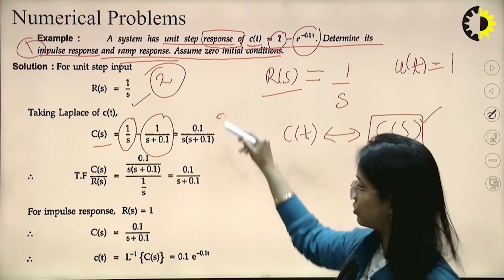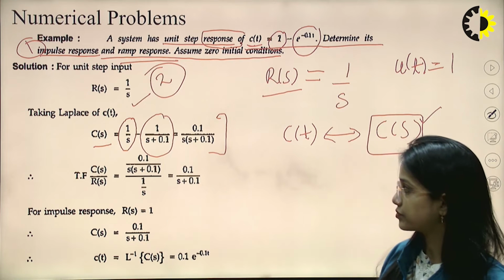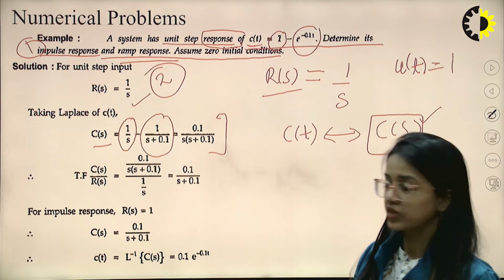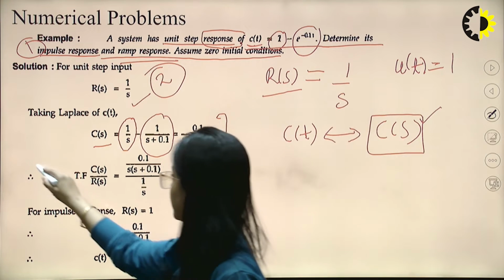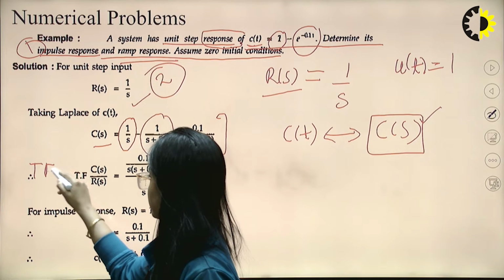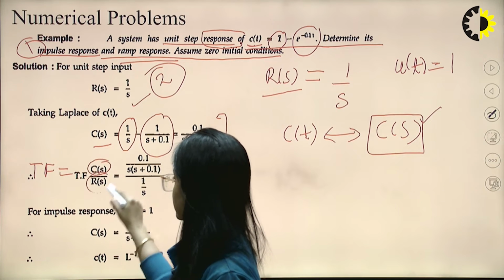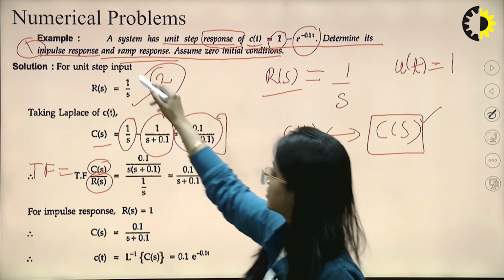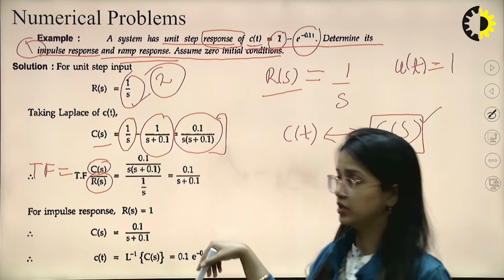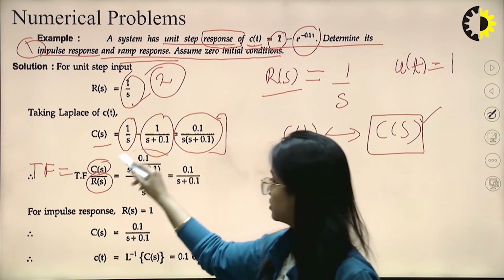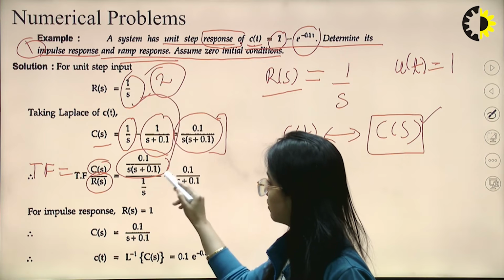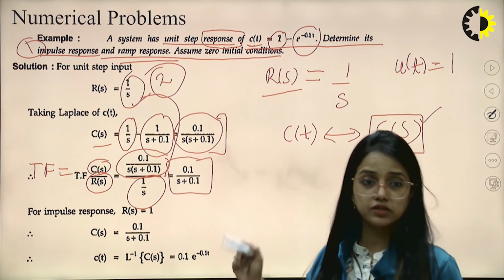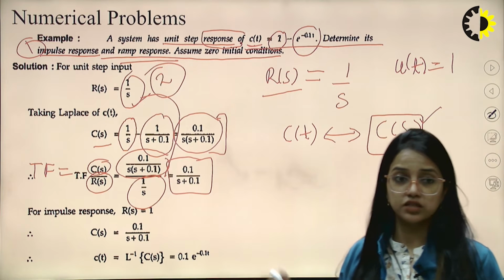So here is the value of the overall output. Now we are trying to find out the transfer function. Transfer function will be CS by RS. CS is this thing, RS is this thing. You just divide the two of them. So when CS is this, RS from here is this. Now this is the overall transfer function of the system.